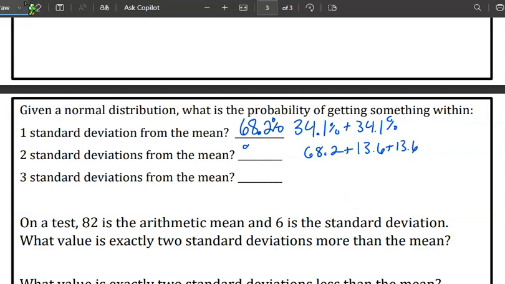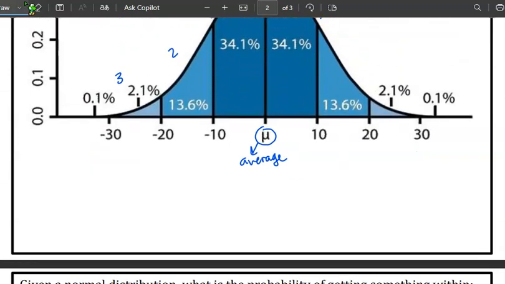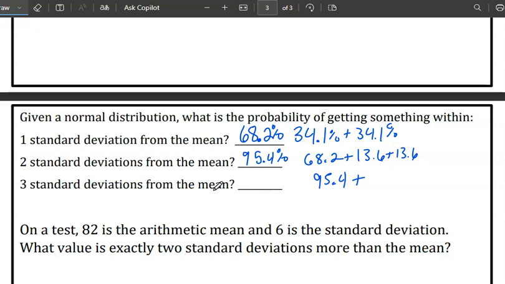Which gives you 95.4%. And then 3 standard deviations from the mean, you're going to take that 95.4% and add 2.1% and 2.1%. And that would give you 99.6%.